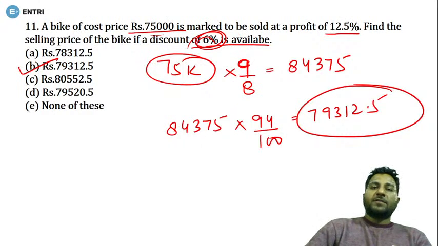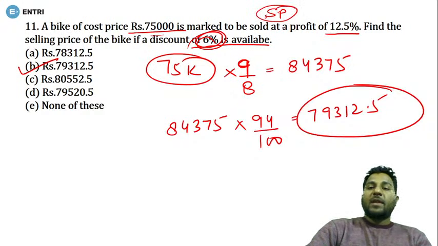First we need to figure out the profit, and then the selling price, then we will have to apply the discount percentage on that. So that's what we could do. Yes, B option is correct.